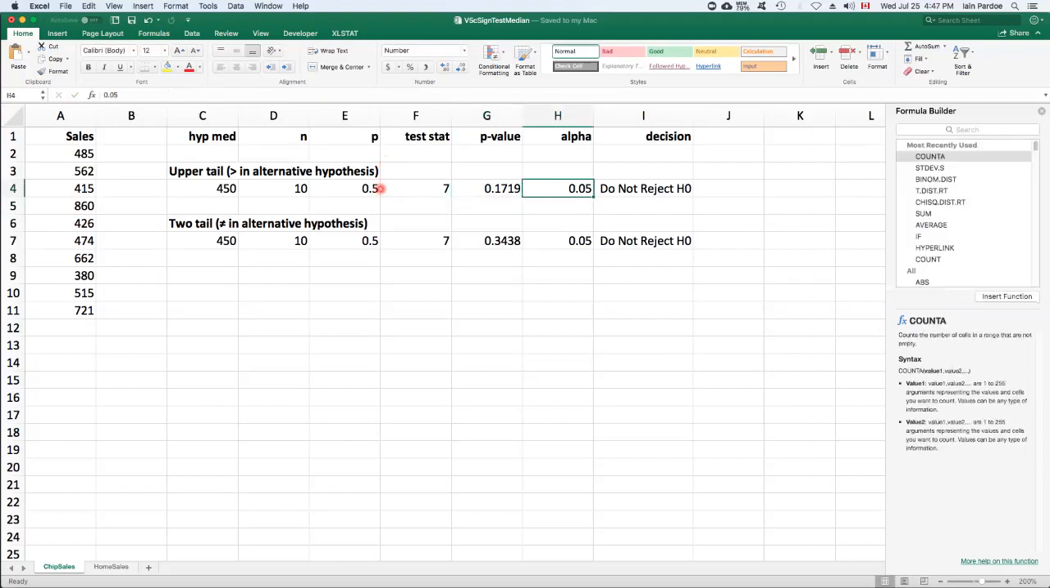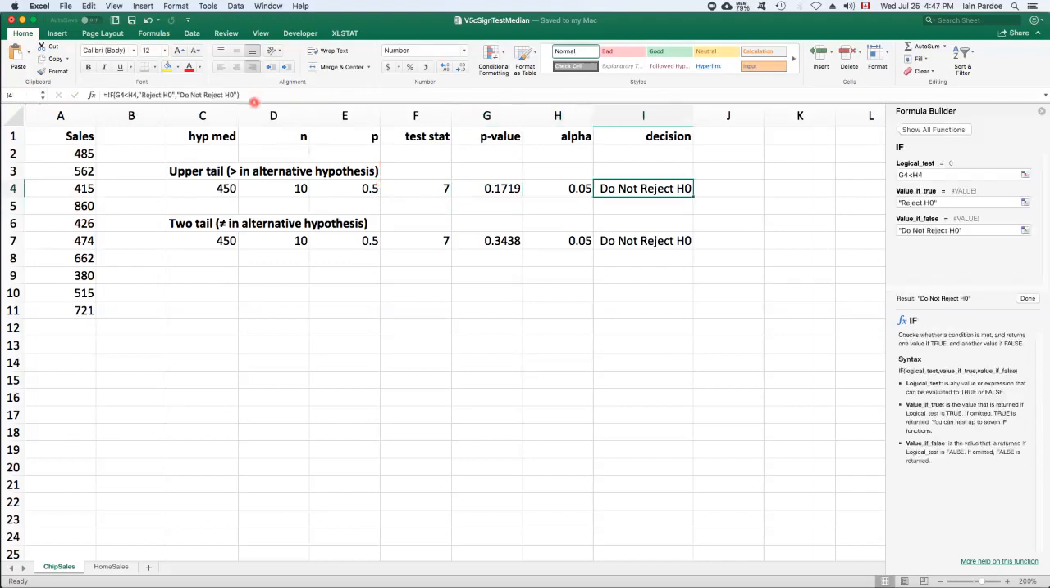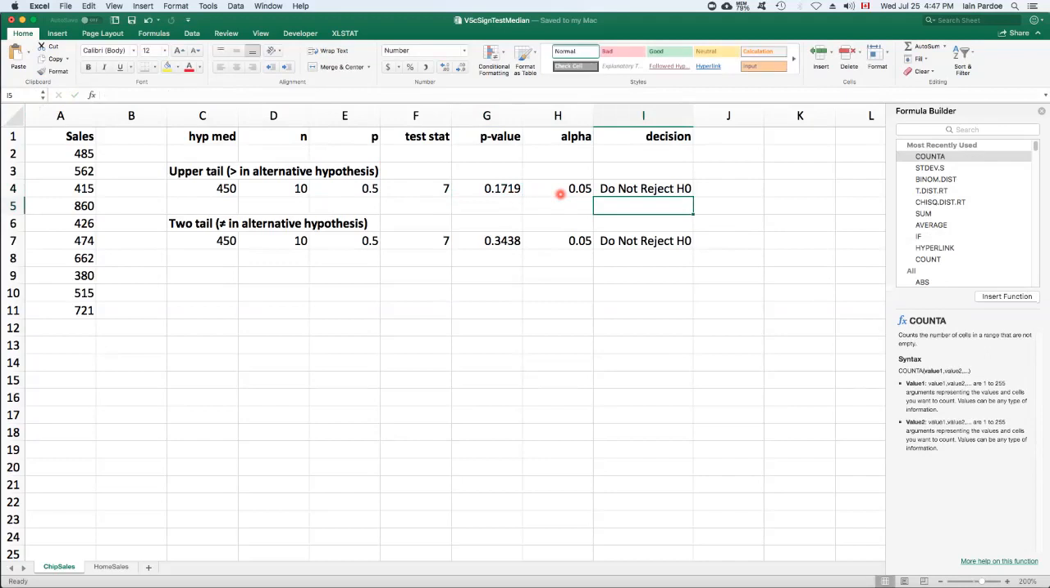If we're using a significance level alpha of 0.05, then we will not reject the null hypothesis, because as usual, the decision criterion here is if the p-value is less than the significance level, reject the null, otherwise do not reject the null. And 0.1719 is not less than 0.05. So we do not reject the null in this case. So that's an upper tail test for this example.